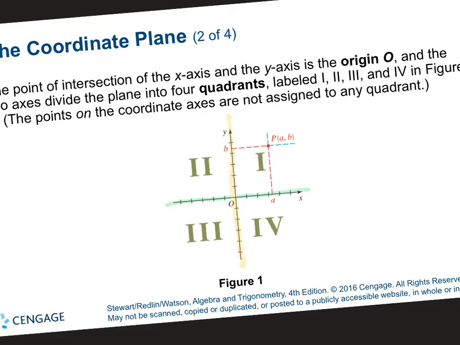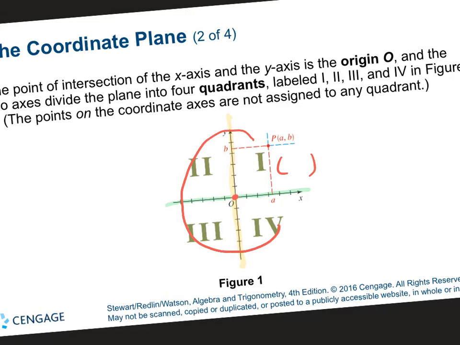We have 4 quadrants. We start in the top right-hand corner. This is quadrant 1, and it goes around in a C, 1, 2, 3, 4, counterclockwise. You should also know, if I tell you that something is in the second quadrant or the fourth quadrant, you should know the signs of the x and y. We always start at the origin. If I told you there was a point in the first quadrant, in order to get to that point, I would have to go to the right. You go x first, and then up.